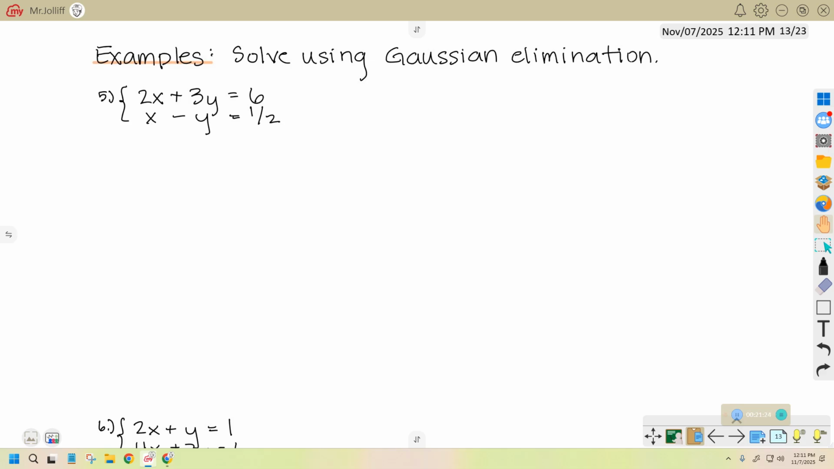in order, write your augmented matrix. Yeah? Turn the coefficients into reduced row echelon form. Write out your solution. That's what we're doing. So first step, I'm going to write out my augmented matrix.